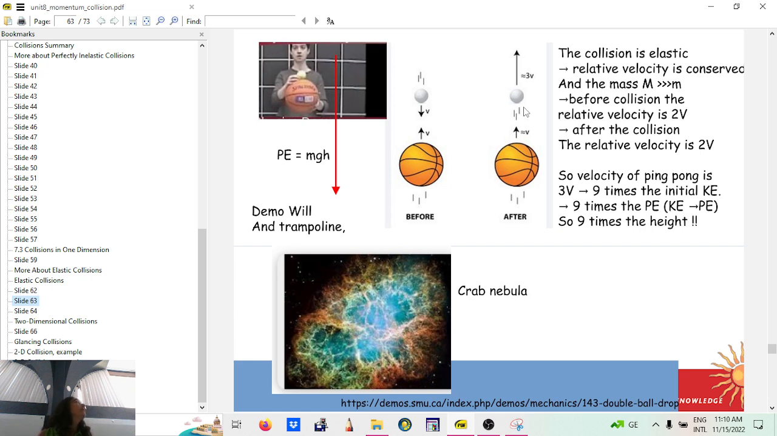Is that clear? So let me ask you something. If this one goes 3 times as fast, typical question on the test, if the speed is multiplied by 3, the kinetic energy will be multiplied by 9. It goes with the square, right? That's why kinetic energy kills. That's what killed the dinosaur 65 million years ago.